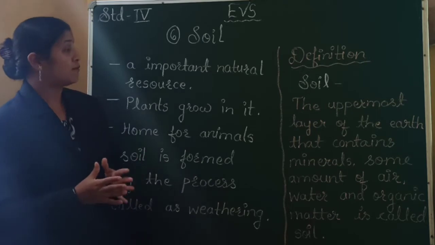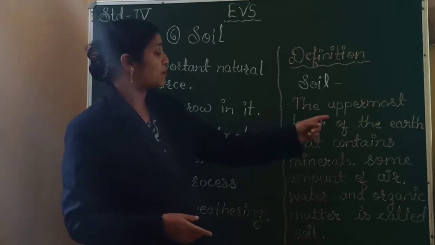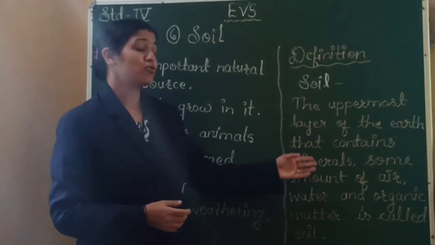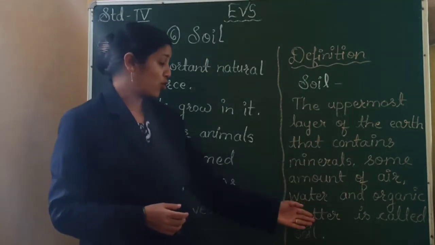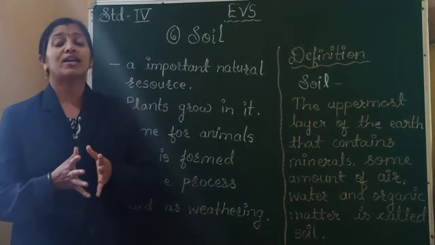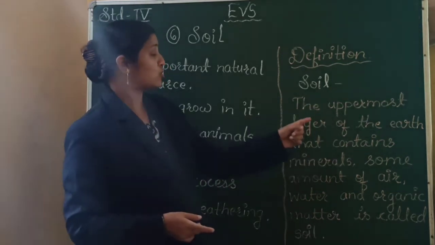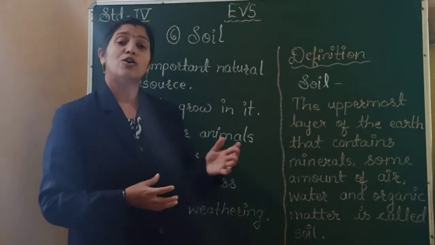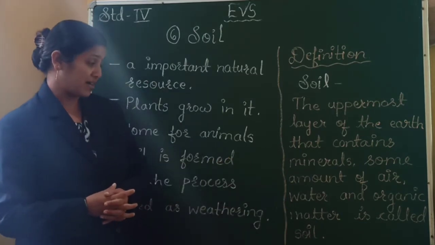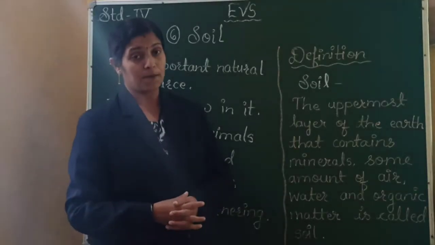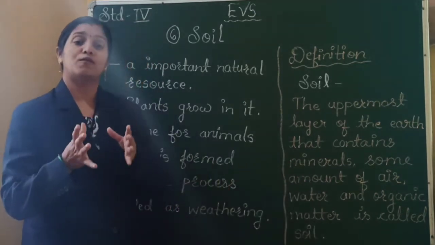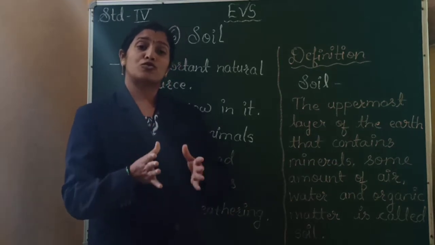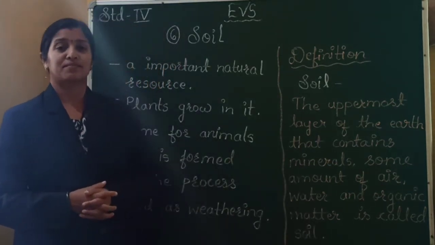So we can define soil as the uppermost layer of the earth that contains minerals, some amounts of air, water and organic matter. So how can we define soil? The uppermost layer of the earth that contains minerals, some amount of air, water and organic matter is called soil. So this was about the formation of the soil, or about, we can say, importance of soil in human life.